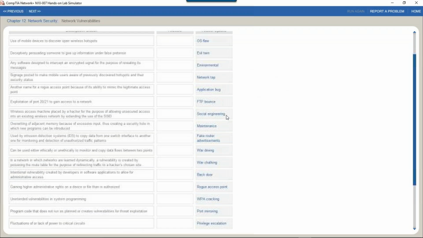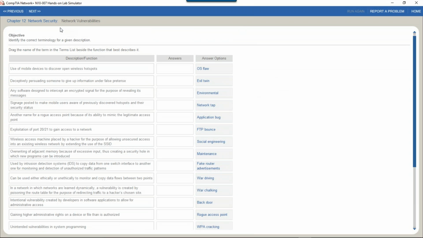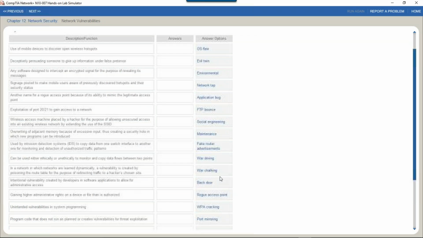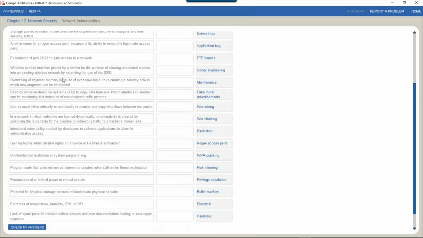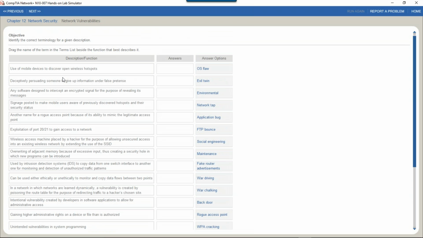But for now, I want to give you an idea. So we have all kinds of different network vulnerabilities here. Basically what we need to do is match these up with the definition. So let's do this together. There's a few of us here. So let's just start at the top and work our way down and see if we can knock them all out. The first one says use of mobile devices to discover open wireless hotspots.